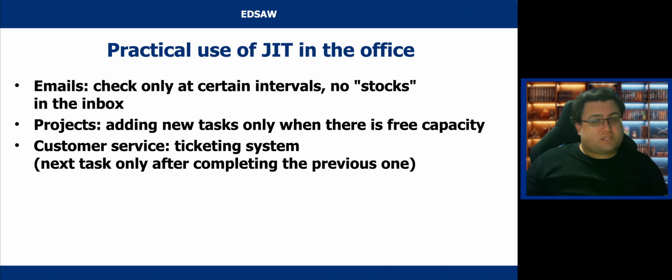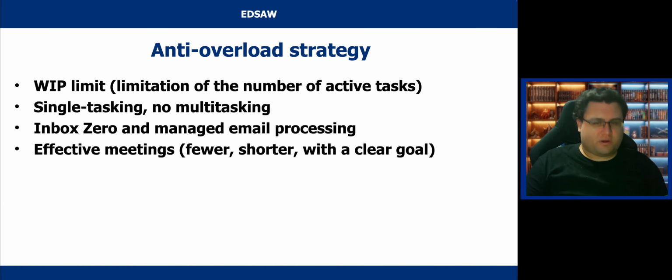In summary, just-in-time in the office means working only on what has a value right now, thereby avoiding overwork, chaos, and unnecessary inventories of unfinished work. One of the most common problems in offices is employee overload. There are more tasks than capacity, and the result is stress, mistakes, and burnout.